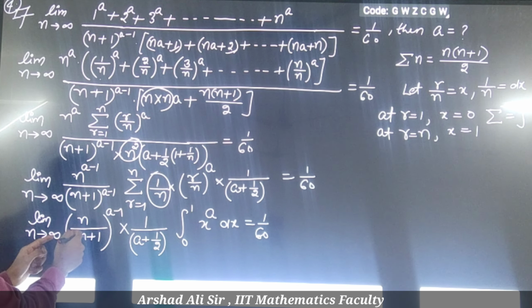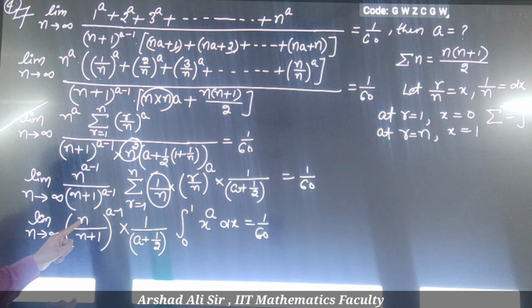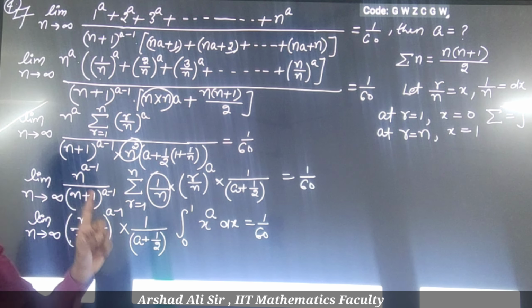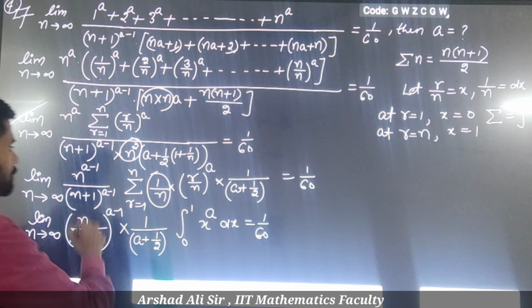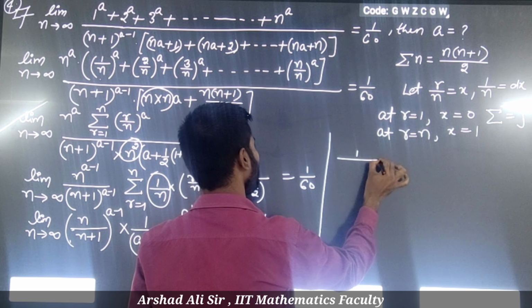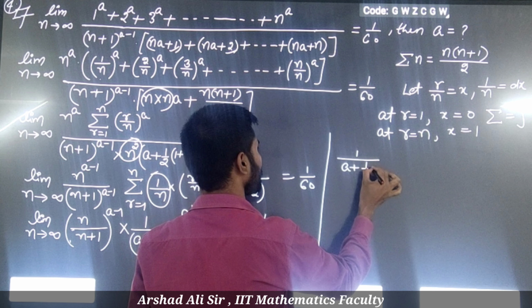If we take n as common, then n will get cancelled. So n cancels, and here we have 1 plus 1 by n. n means infinity, so 1 by infinity is 0. So it is 1, and 1 to the power a minus 1. a minus 1 is a finite term, so 1 to the power a minus 1 will be 1. So remove this limit. Outside we have 1 by a plus half.